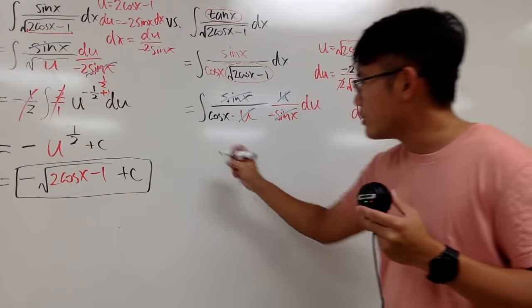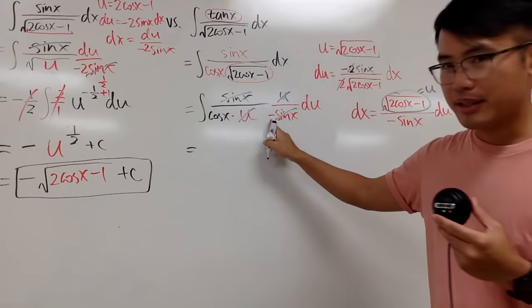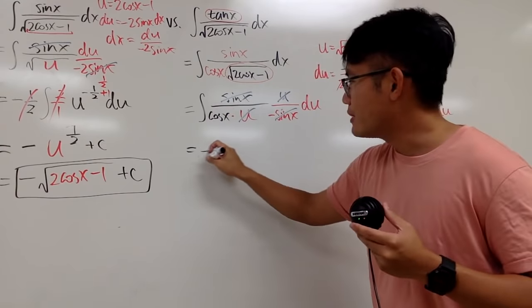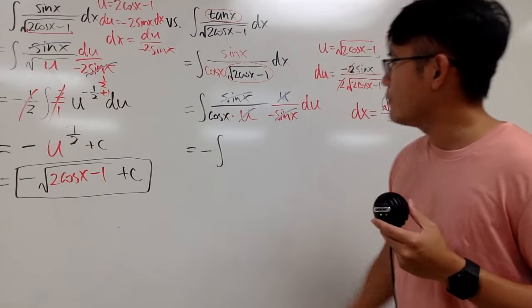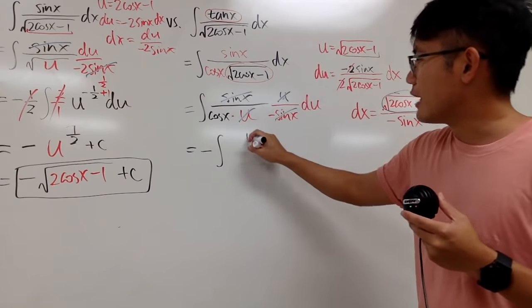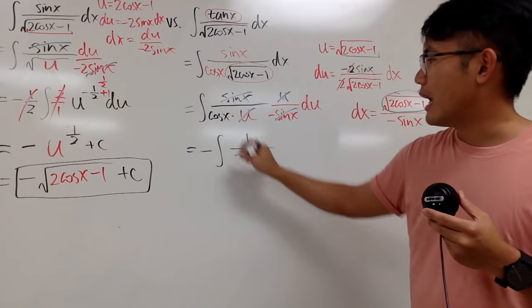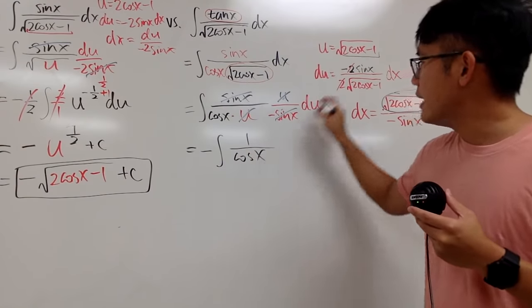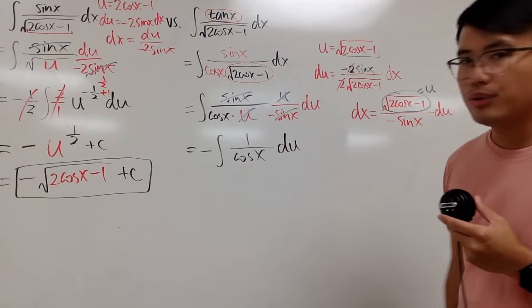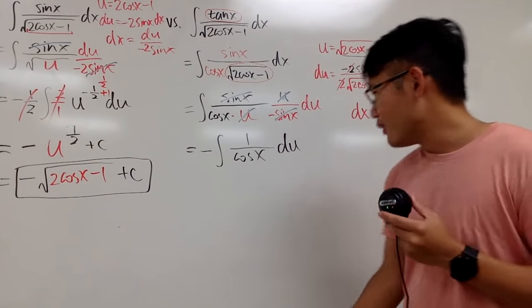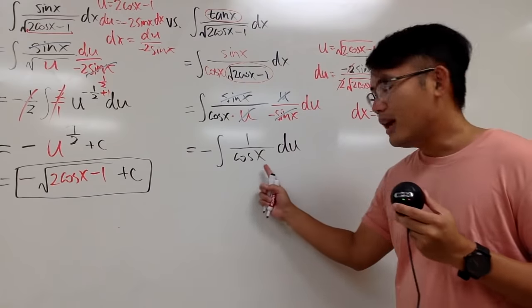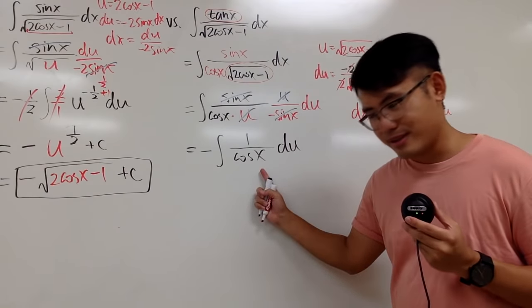And now, let's take a look. We have this negative. Bring that to the front first. And then we have the integral. On the top, we pretty much just have 1 now. And on the bottom, we have cosine x. And this is du. Well, in the u world, x is not invited.